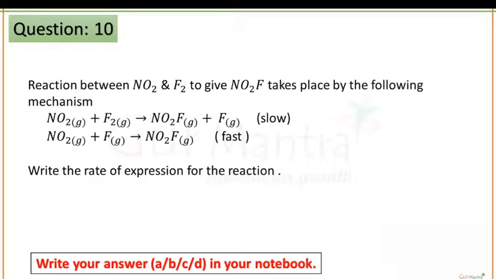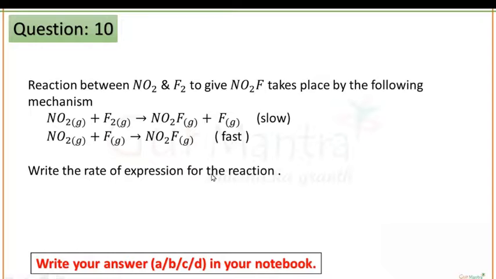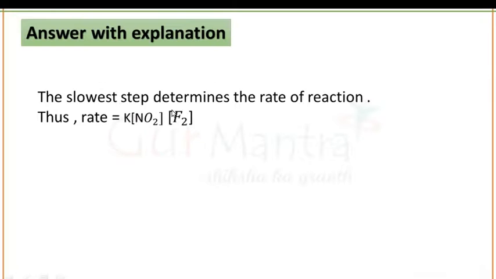Okay, time up guys. The correct solution for this question is this. So the slowest step of any complex reaction determines the rate of reaction. And as you can see here in this question, the slowest step is equation number 1. So the rate of reaction will depend upon equation 1. That's why the rate expression will be rate = K[NO2][F2]. Okay. So this was all about today's practice session.